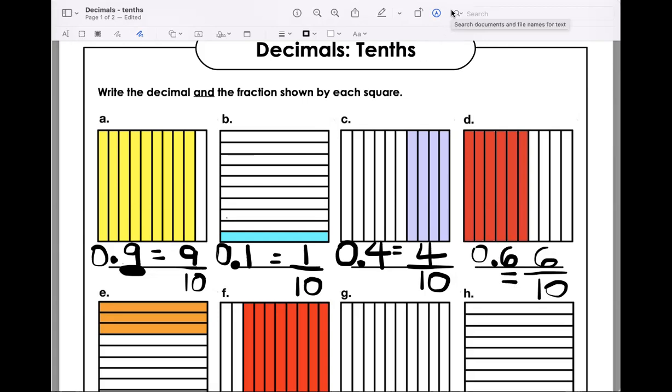I hope this was helpful, even with all these little mistakes I made to write on the document. I will go back and probably redo this video, but this is really about giving you a good solid explanation for how to convert this picture into tenths and decimals.